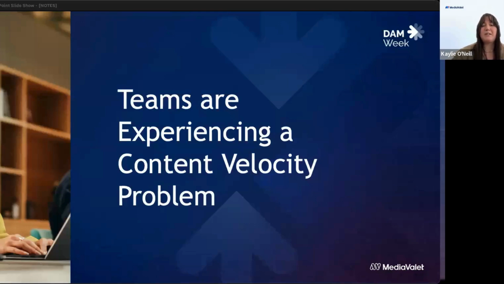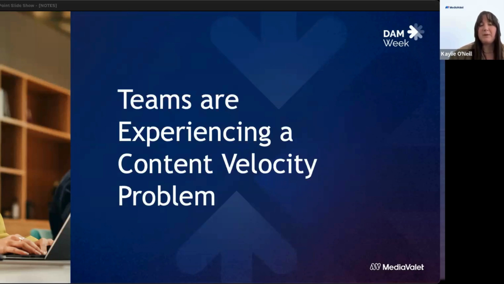So, as we know, teams are experiencing content velocity problems. Organizations today must deliver content across a growing number of channels in a growing number of different formats, whether it be websites, social channels, emails, partner portals, paid media, or internal teams. The list really goes on. They're rising to the creation challenge, but creating content isn't really the whole issue. It's about finding and activating the right content fast enough. And that's where content organizations are breaking down.